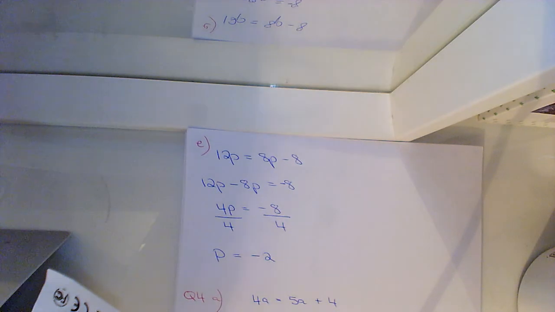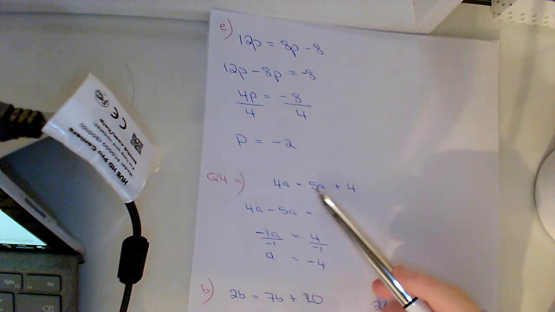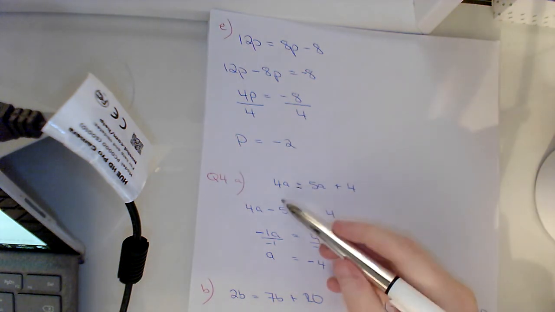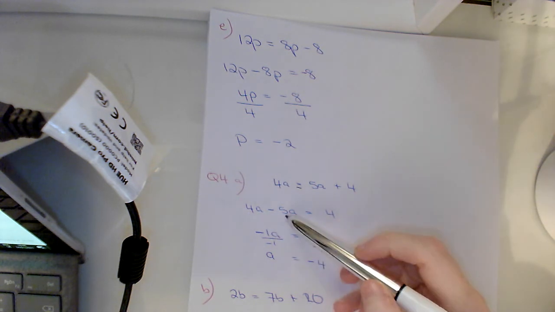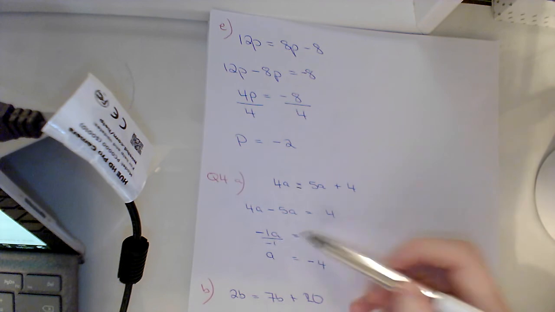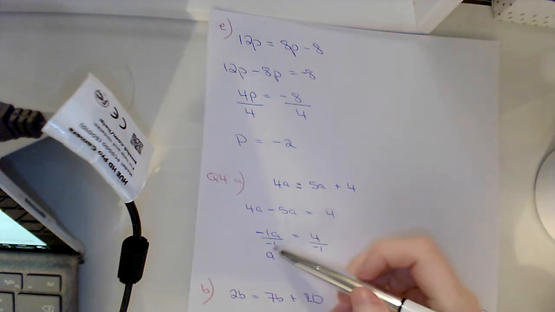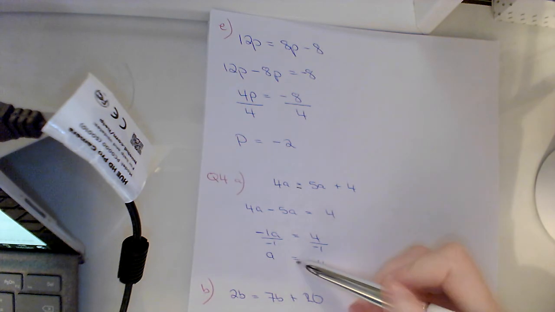Question 4 now, I have 4a is equal to 5a plus 4. So I need to have letters on the left, numbers on the right. So here I have 4a. I need to bring over this 5a. So this is a positive 5a. When I bring it over, it becomes minus 5a is equal to 4. 4a take 5a is minus 1a is equal to 4. I want to find out what positive 1a is, so I'm going to divide across by minus 1, divide across by minus 1, and I will get a is equal to minus 4 for question 4a.